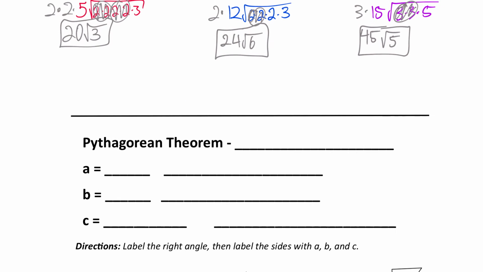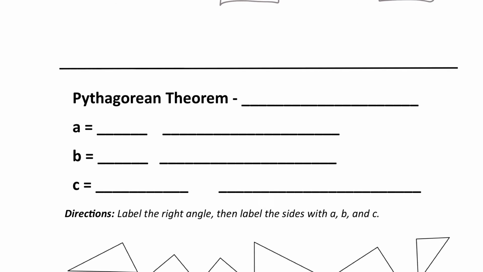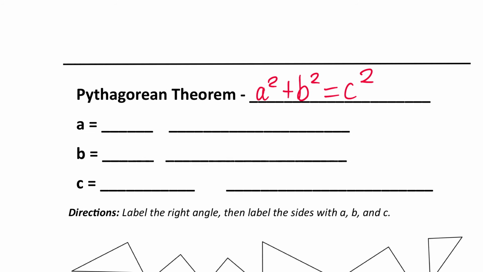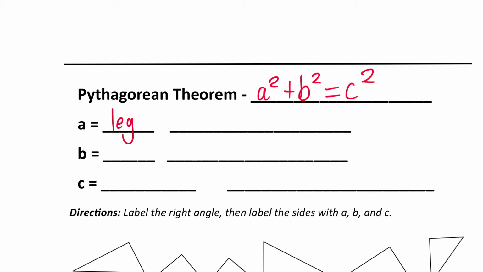Okay, so today we're going to be practicing pretty much the same stuff we did yesterday. So what is the Pythagorean theorem? A squared plus b squared equals c squared. Good. Remember A represents one of the legs of the right triangle, and that's the side that makes the right angle.